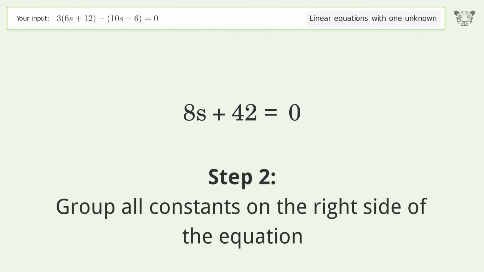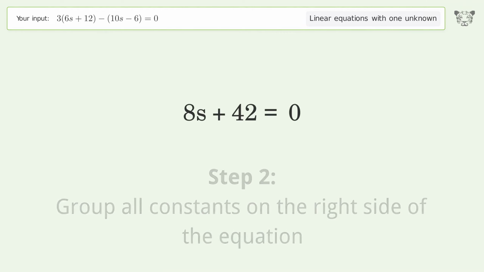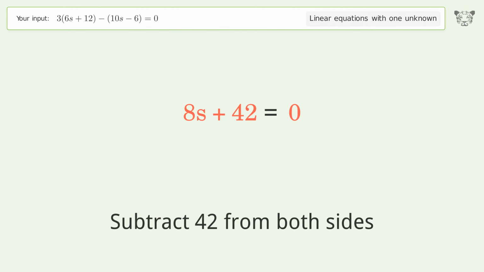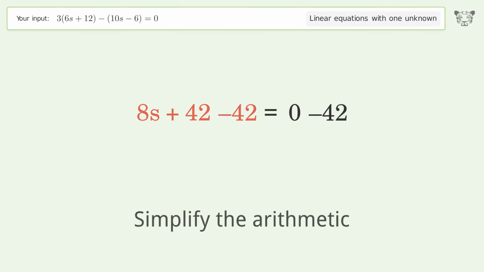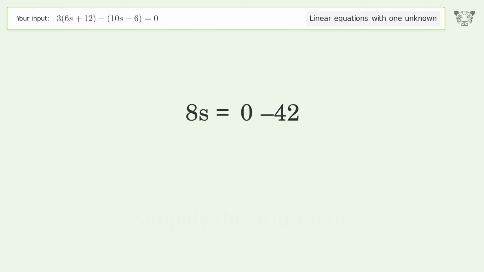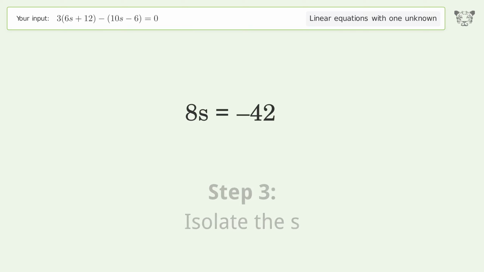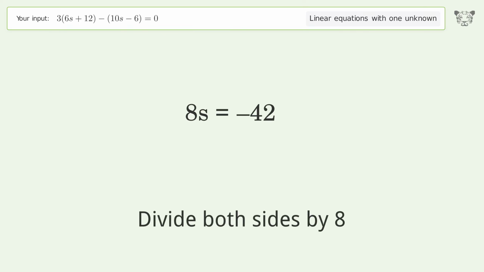Group all constants on the right side of the equation. Subtract 42 from both sides. Simplify the arithmetic. Isolate the s. Divide both sides by 8.